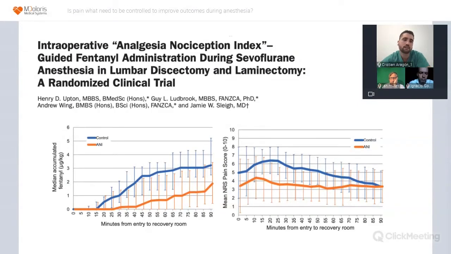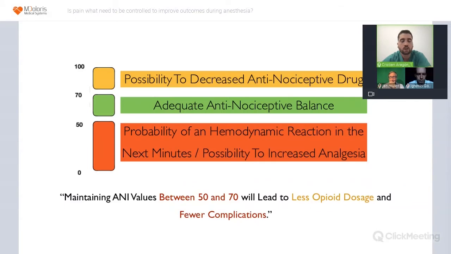Furthermore, here you can appreciate this clinical trial published a couple of years ago by Upton in the Anesthesia and Analgesia Journal. It has been explained before by Dr. Berges. This study shows that when we titrate opioids intraoperatively according to the ANI monitor, and it's kept between 50 and 70, there are fewer complications and fewer postoperative pain scores.